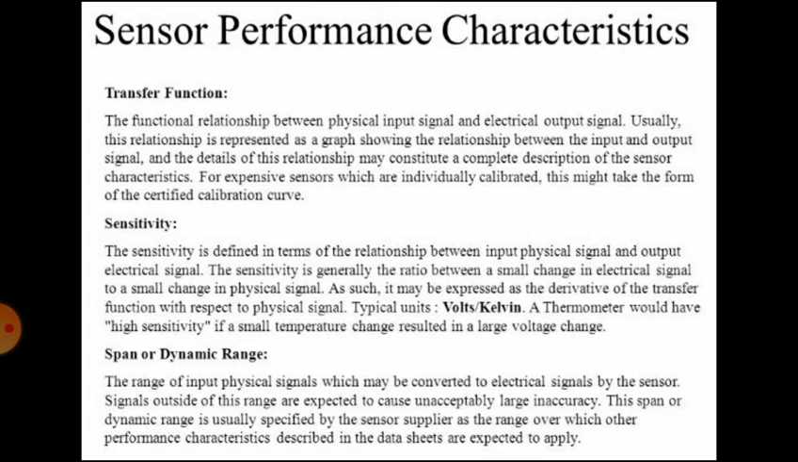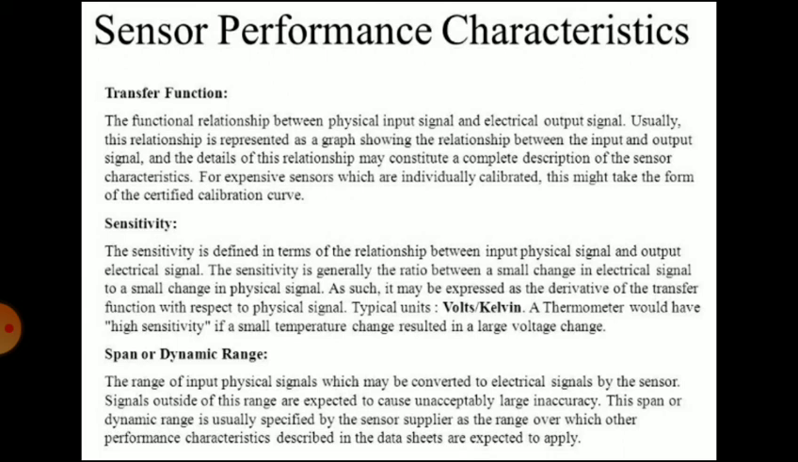Then sensitivity. The sensitivity is defined in terms of the relationship between the input physical signal and the output electrical signal. So sensitivity is generally the ratio between a small change in electrical signal and a small change in physical signal. As such, it may be expressed as the derivative of the transfer function with respect to the physical signal.